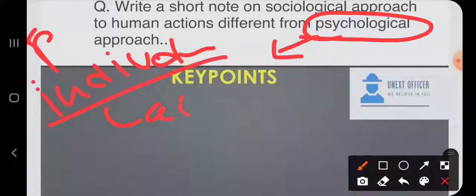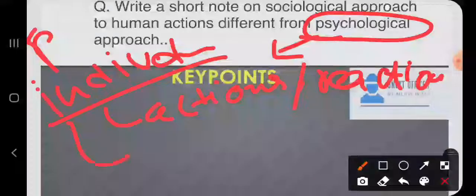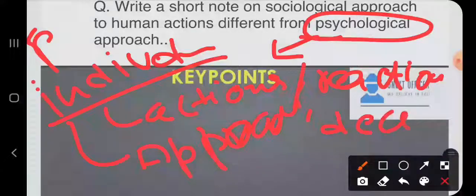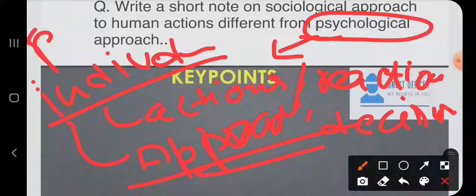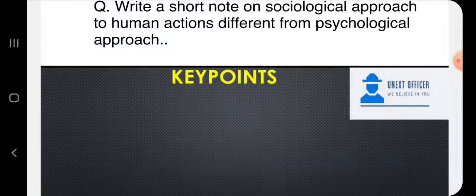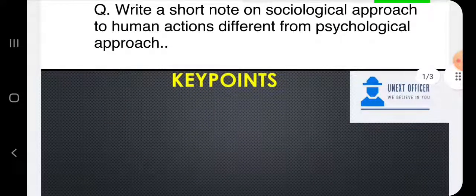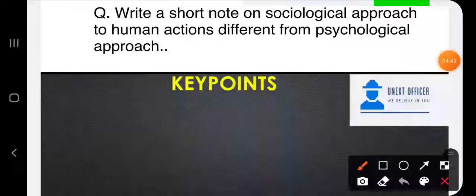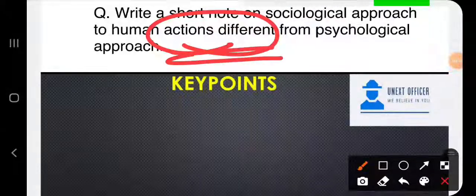Individuals' actions, reactions, their approach, their decisions: this is what we call the psychological approach. So in the very first paragraph, the introduction, we have to write about the sociological approach and the psychological approach, and we need to differentiate them within the first paragraph.